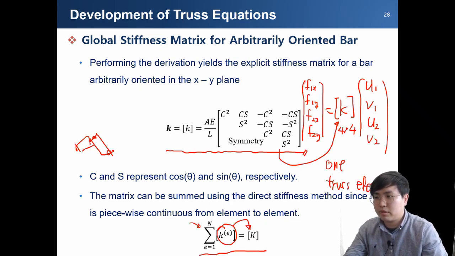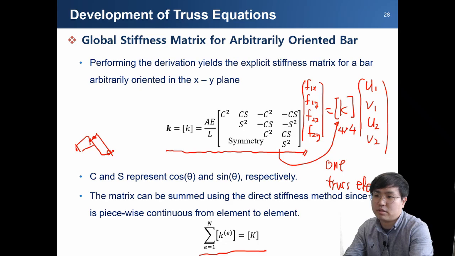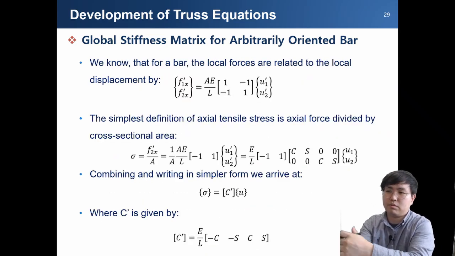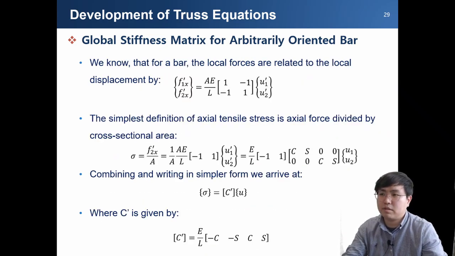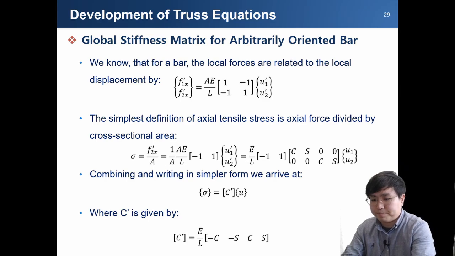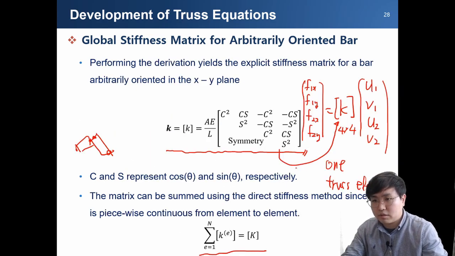Depending on the index of the node, you can use the direct stiffness method or some other methods. After assembling the local stiffness matrices, you can obtain the solution of the displacement. Actually, let's go back to the slide again. After taking this inversion, we can obtain the displacement values.